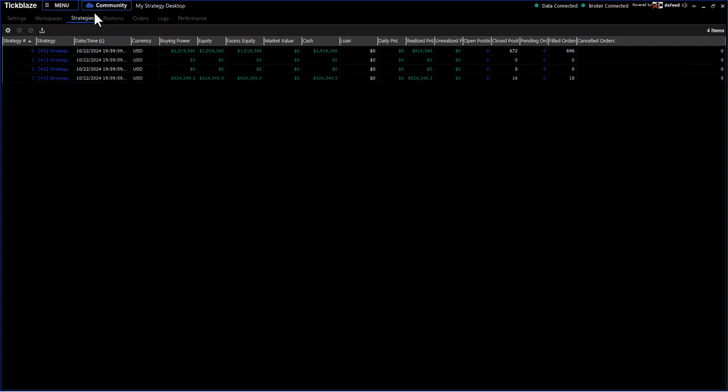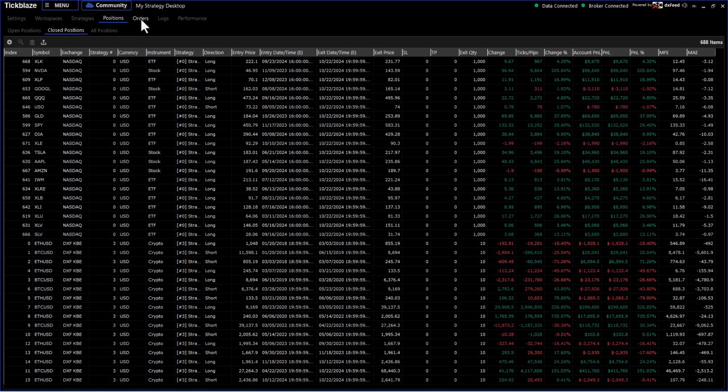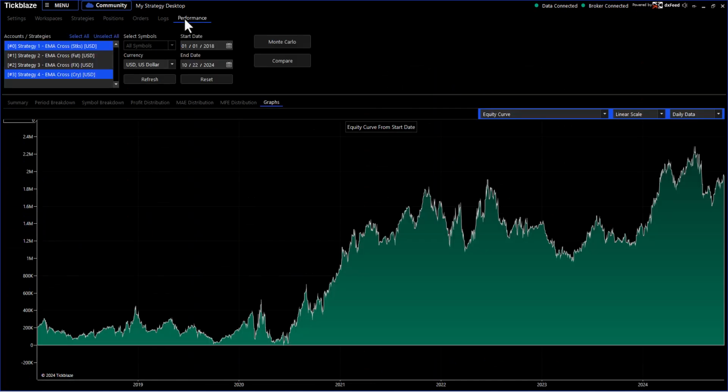Now, I can also manage all of my strategies from a quick overview by looking at the strategies tab. I can see the different buying power, the market value, and cash value. I can look at my realized P&L on the fly for each trading system that is being run. I can also monitor all of my positions in the positions window. I can also track all my orders and essentially come back to the performance metrics.